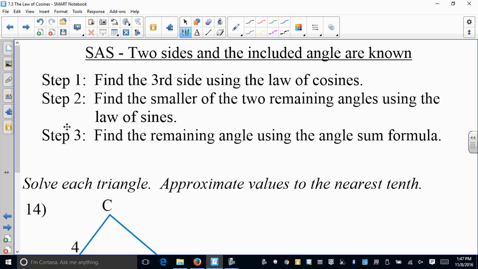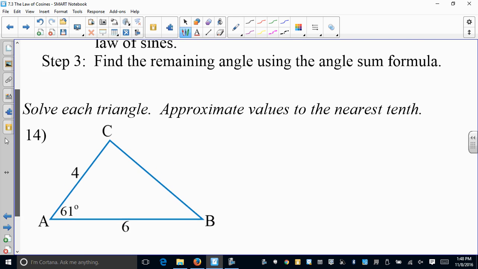So the first objective on this one will be side-angle-side. Two sides and the included angle are known. So you're going to find the third side using the law of cosines, find the smaller of the two remaining angles using the law of sines, and then find the remaining angle using the angle sum formula. So we're going to use law of sines and law of cosines in there. Now I will throw this in step 2: you can use law of cosines here as well if you want, but we're going to just go ahead and jump on law of sines to get you guys feeling good about it.